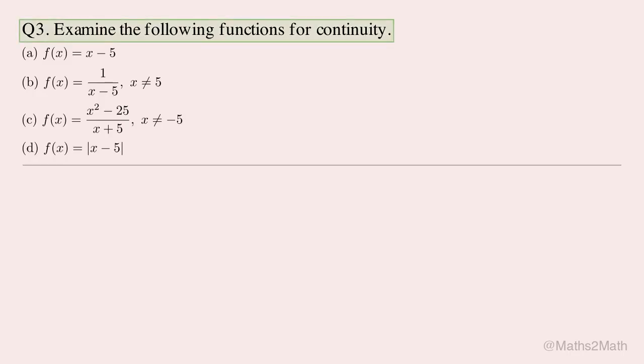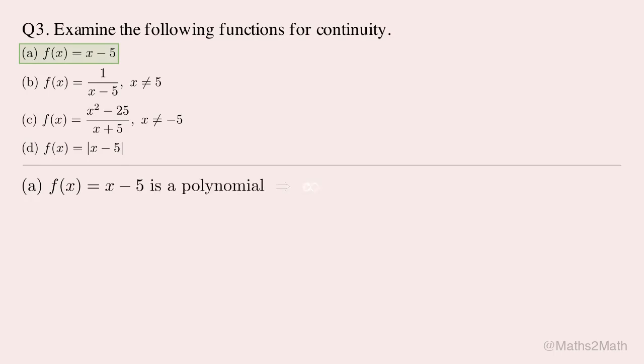Question 3. 4 functions to examine. A polynomial, 2 rational functions with a point removed, and a modulus. Part A is a plain polynomial. Parts B and C are quotients. And Part D wraps a polynomial in the absolute value.